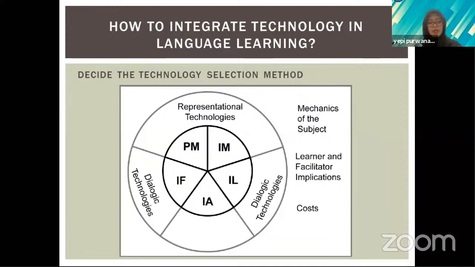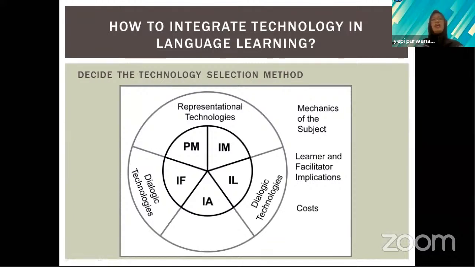Because sometimes people will say that when we use the technology, let's say we make the media, we share it to the students, and the class is already over, but it's not. Why? Because we need the interaction with the students. So how to integrate? The first one is to design the technology selection method. What kind of technology will we use?